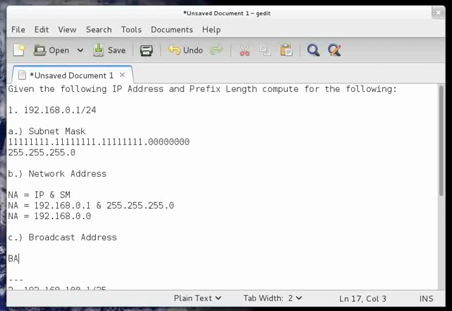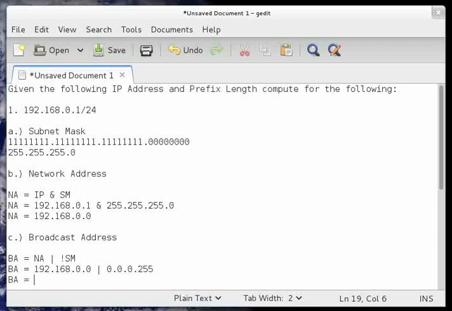After that, we compute the broadcast address. The broadcast address can roughly be computed by the formula: network address logical OR NOT of the subnet mask. In this case, our network address is 192.168.0.0, OR the inverse of the subnet mask 255.255.255.0. We flip all the ones to zeros and zeros to ones, so we get: NOT 255 is 0, NOT 255 again is 0, and NOT 0 is 255.